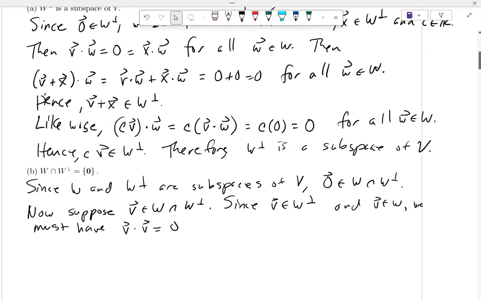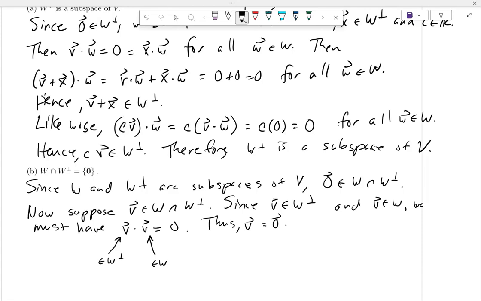The reason is that we're in W perp, and this is because we're in W. If it's in both at the same time, what's the only vector that when you take the inner product with itself, you get 0? It's the only vector that does that. 0. Yeah, good. Which is what we showed. So 0 is in the intersection. If I take anything else in the intersection, it must be 0. So therefore, the intersection is just the 0 vector.